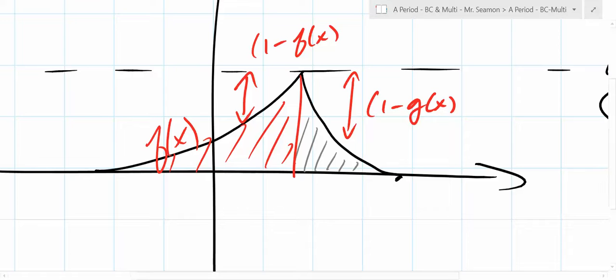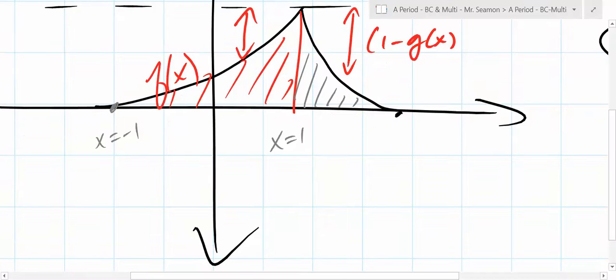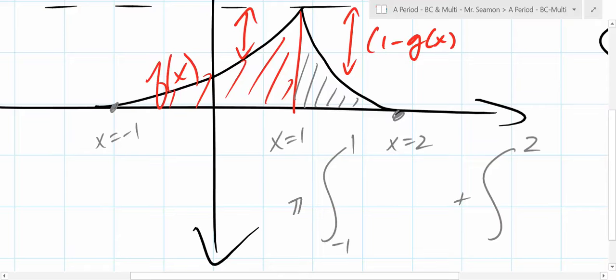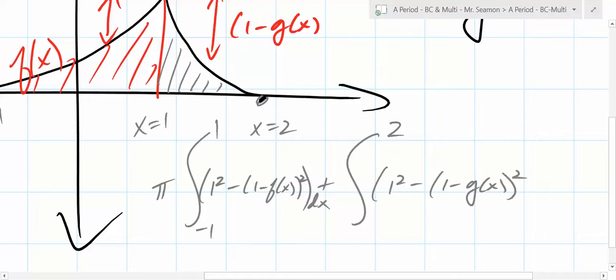Oh yeah, it also says that this is x equals 1 right here. Does it start at -1 right here? So what's our first region? Our first region is going to go from -1 to 1, and what are you going to add to it? From 1 to what? Looks like it goes to 2 right here? From 1 to 2. So what's the first one going to be? It's going to be pi times 1 squared minus 1 minus f of x, squared, dx, right? And then the other one's going to be 1 squared minus 1 minus g of x squared dx. So you have to break it apart into two.